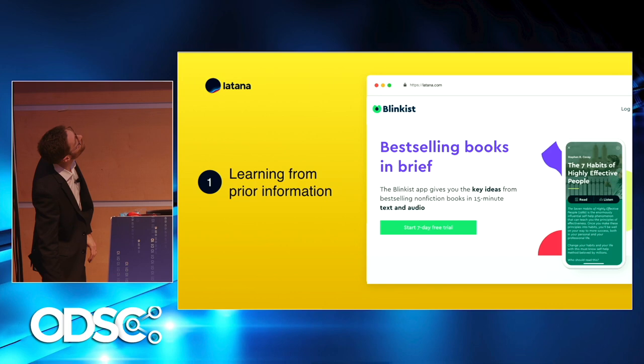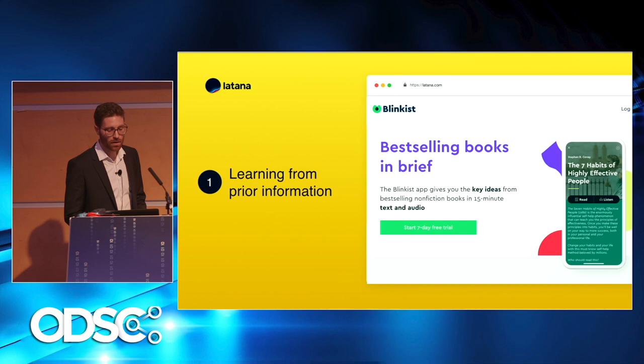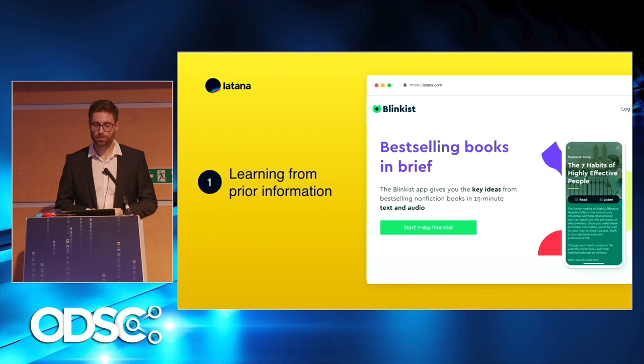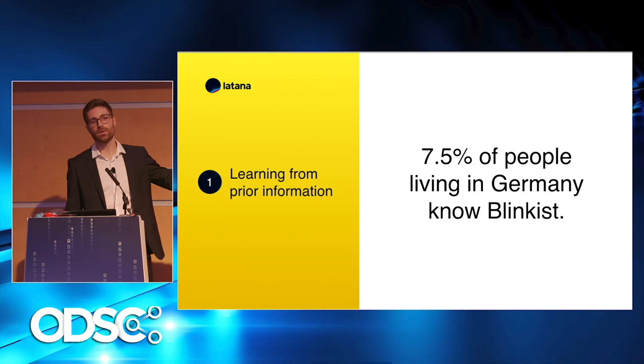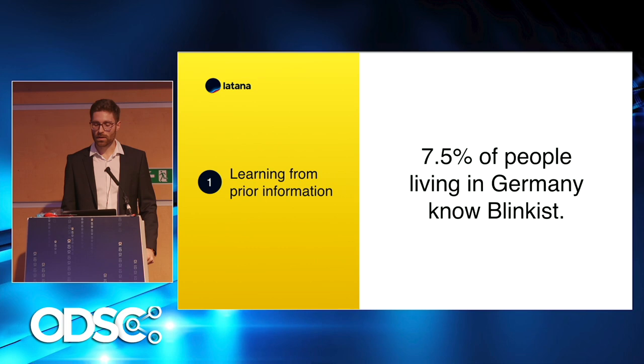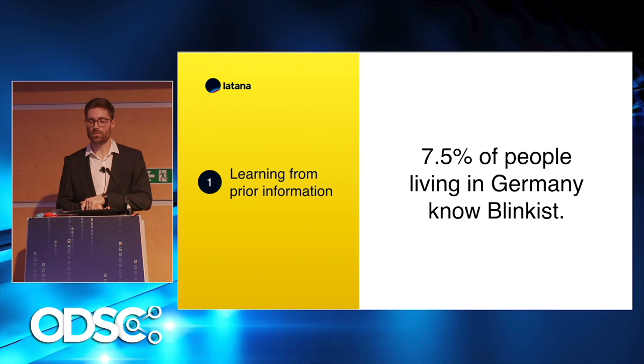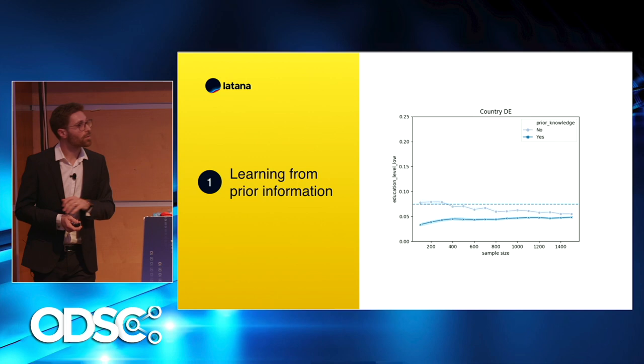And I want to use it as a case study to show you what working with learning from prior information looks like. So 7.5% of the people in Germany know Blinkist. That's the population estimate. What we did with Blinkist, we ran multiple waves, each time asking 1,500 people. This graph is a bit weird, but I will explain it.